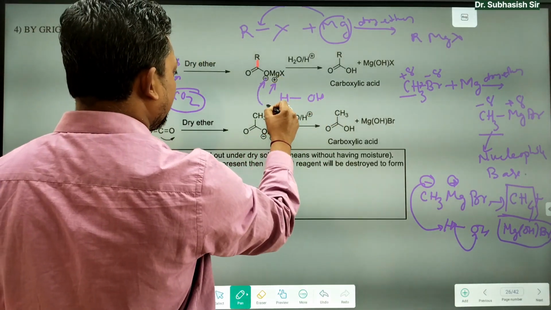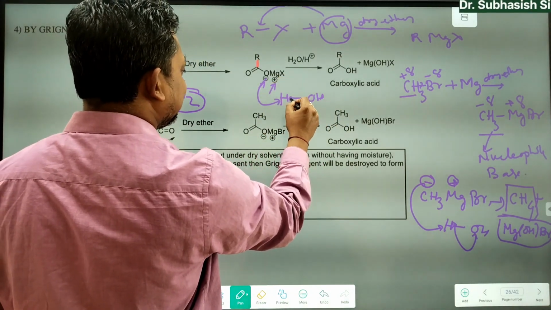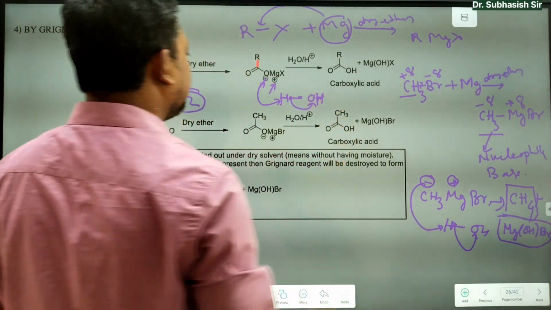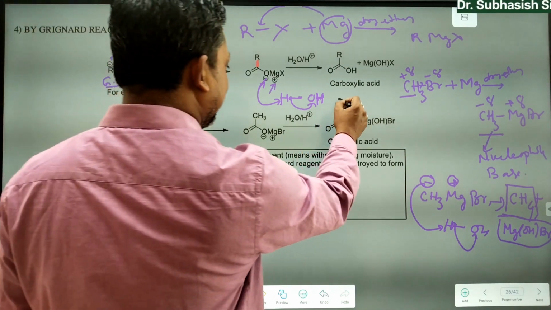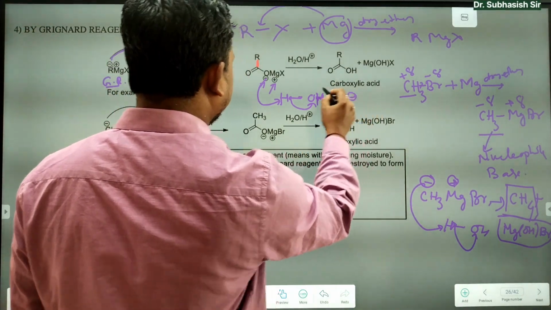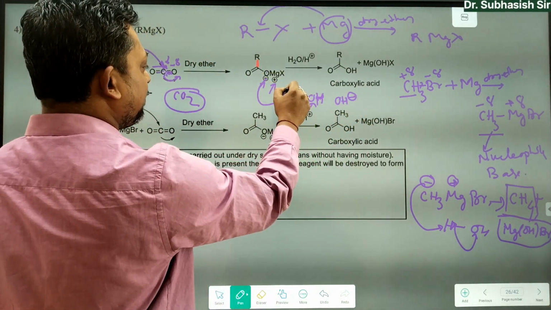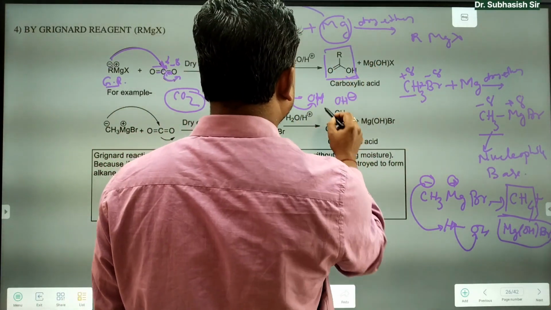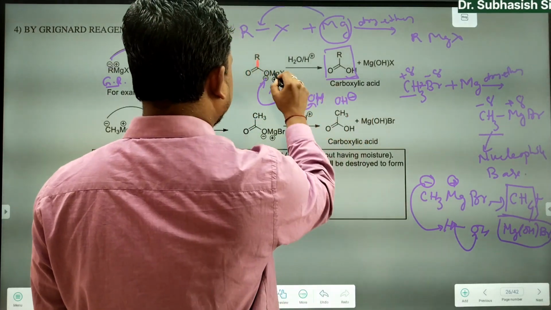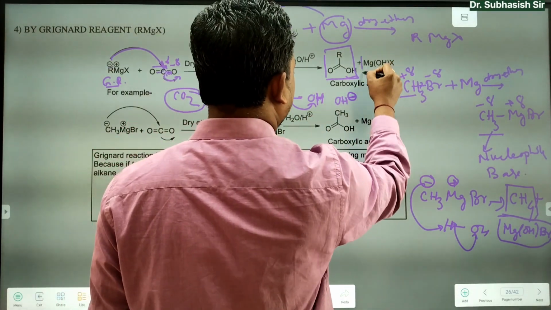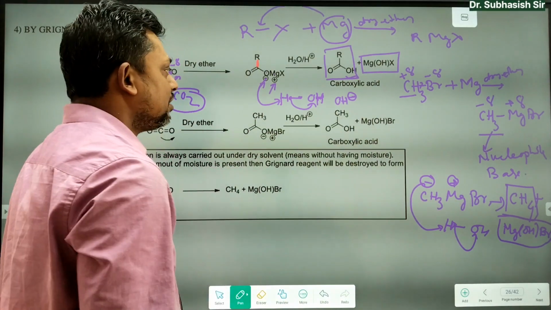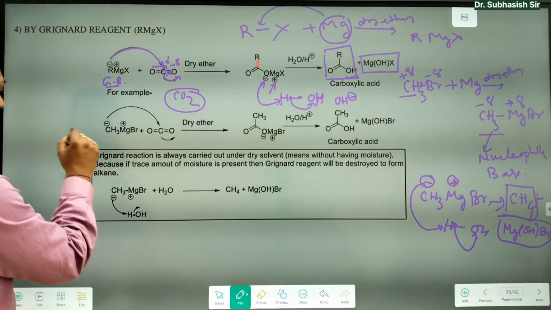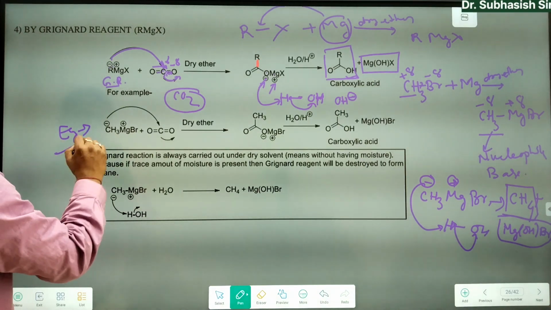Next, again, if you hydrolyze this, then what will happen? This negative will take up this proton, and this OH will go, this electron will be taken by this OH. So you can clearly tell that OH becomes OH negative and this O negative will become what? OH. So you will get carboxylic acid, and at the same time this negative will be taken by Mg positive to form MgOHX. So this is a very important reaction.